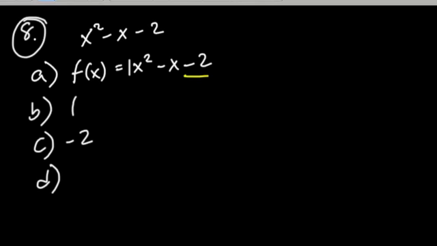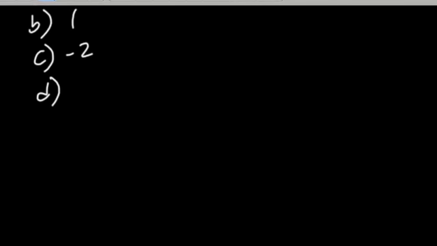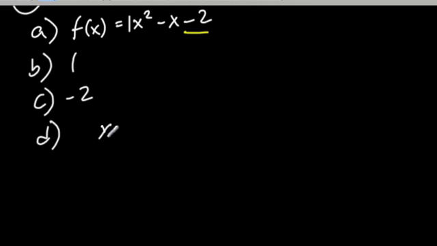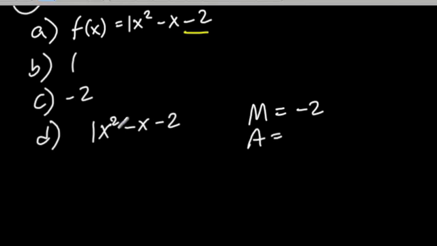D says to rearrange it into factored form. So it's going to be x squared minus x minus 2. We can use the man method, so it's the first term times the last term, 1 times negative 2, which is negative 2. The middle term is negative 1. We have to find two numbers that multiply to negative 2 and add up to negative 1. The two numbers I'm thinking of are negative 2 and 1, because negative 2 times 1 is negative 2, and negative 2 plus 1 is negative 1.